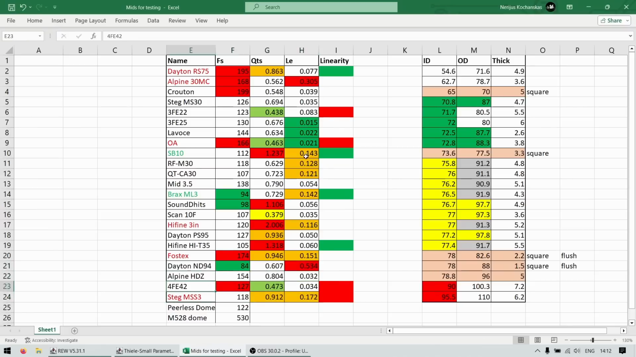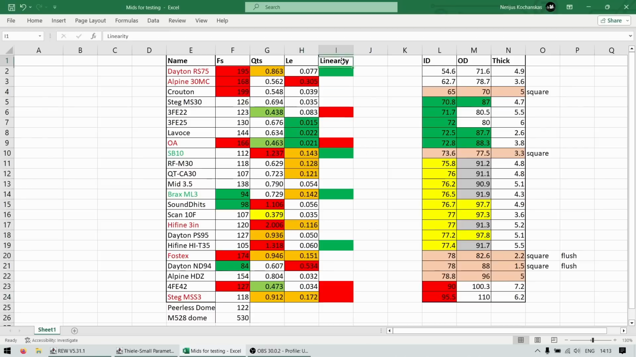All the other ones, like in orange, they're not bad, but they're higher than the average of all of these. So that includes SB Acoustics, this is Chinese, Brax. So yeah, it's not as low inductance as you can have from other drivers, but it's not bad, 0.14. This is Chinese, Fostex, same like Brax, and Stag MSS3. They're not bad, but just slightly higher than the rest.